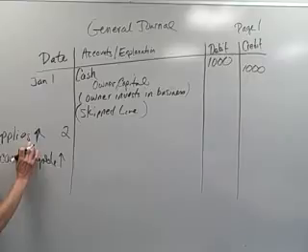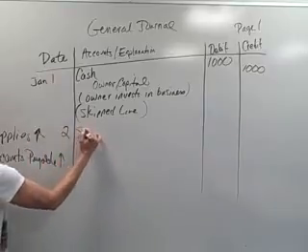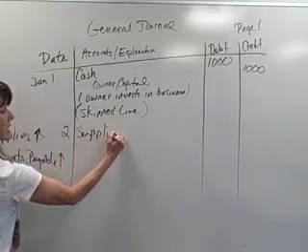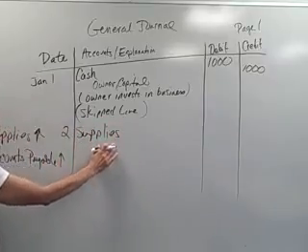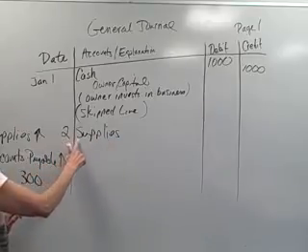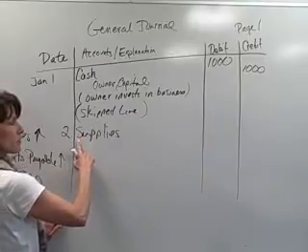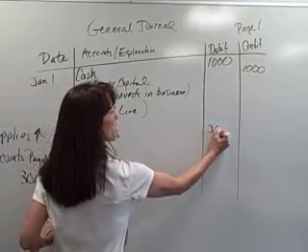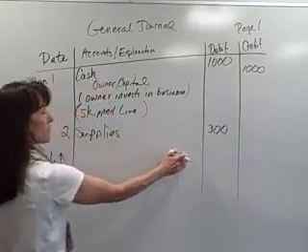My supplies is going up. Supplies is an asset. To increase an asset, you debit it. So we always list debits first. So we're going to write down the supplies. And let's say that we bought $300 of supplies. So supplies is being debited. I list it first. I go ahead and put the dollar amount here under the debit column.